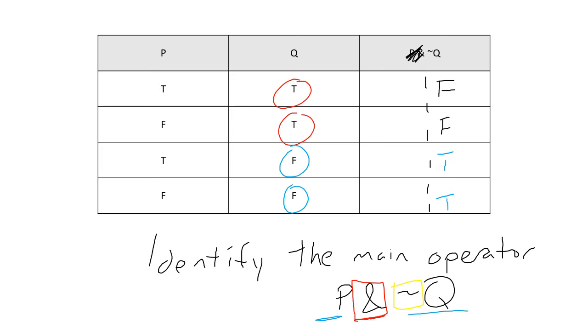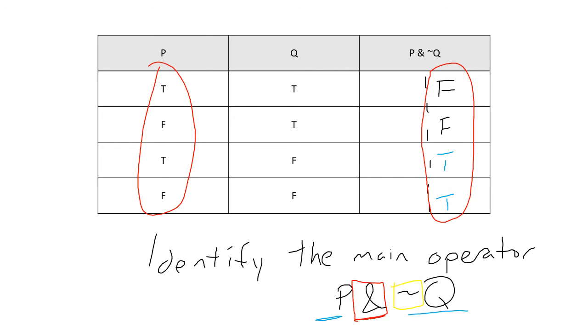So I'm going to erase some of these markings. So using this as my right side, and I'm going to use this as my left side because that's my P. So P is my left side, tilde Q is my right side. I've done the evaluation of tilde Q here. Now I just need to compare left sides and right sides, using the ampersand rule.